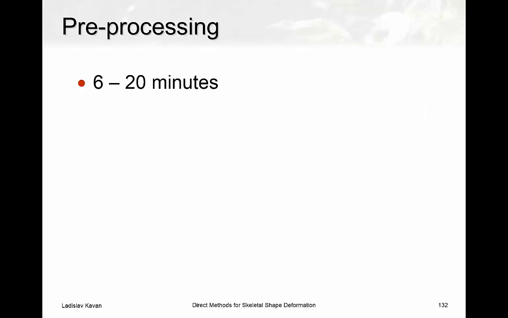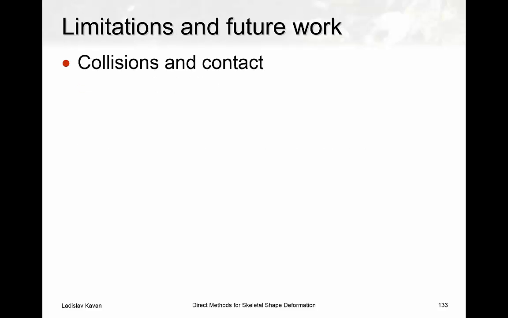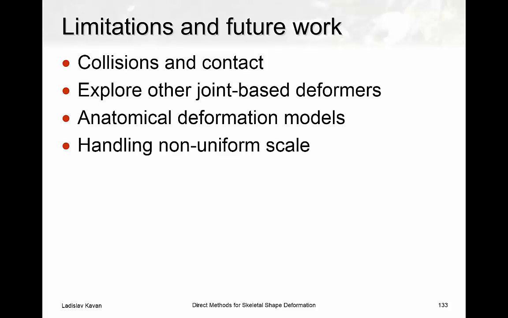The preprocessing takes a little bit longer. Turns out that the slowest thing is computing the BBWs, because you are solving some fairly large quadratic programs, and even with the best solver you found, the Mosek solver, it takes a while. And I think we are still at the very beginning of actually exploring this. There are still many things that need to be done properly. Collisions and contact is one of the big things.